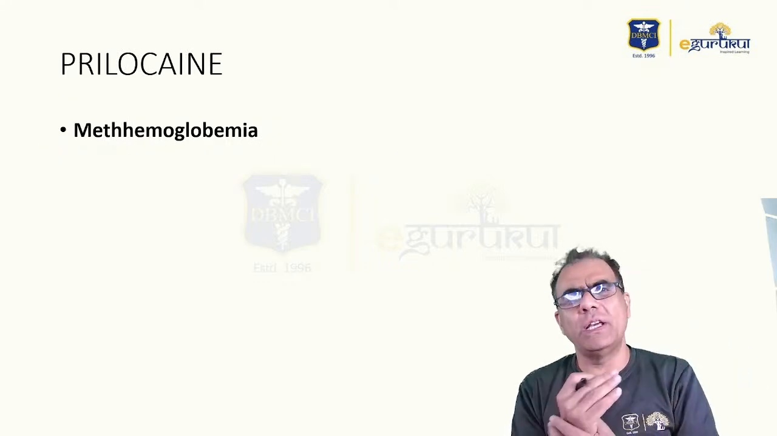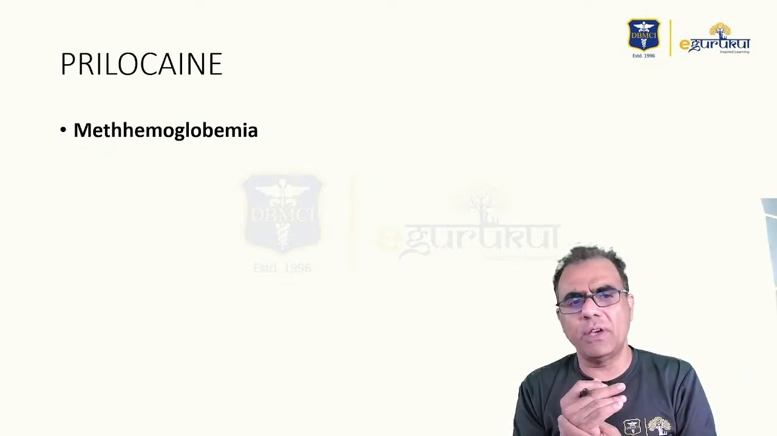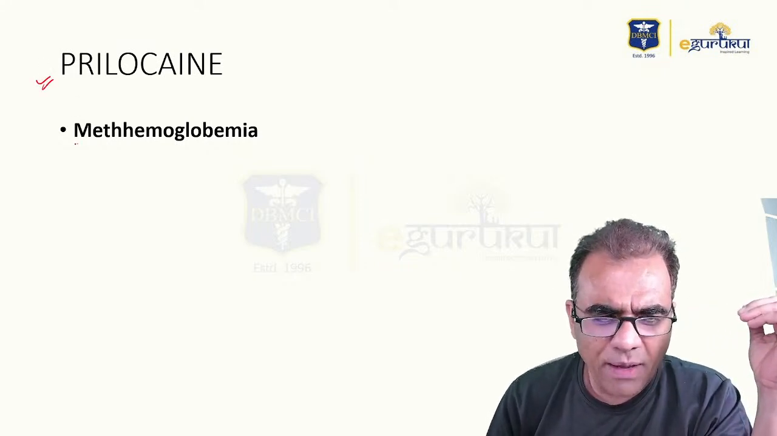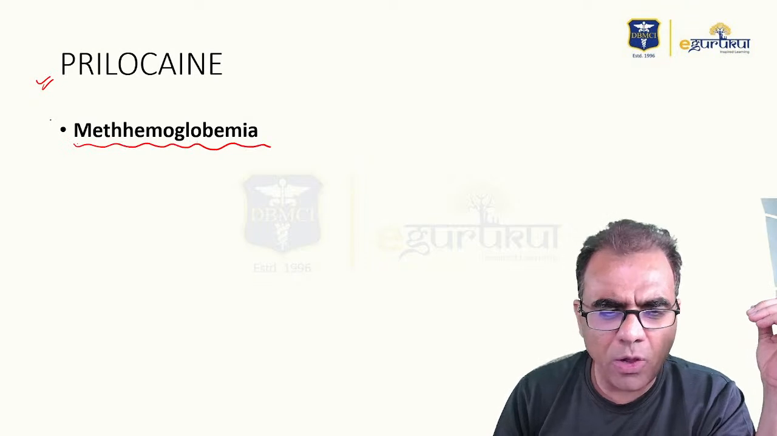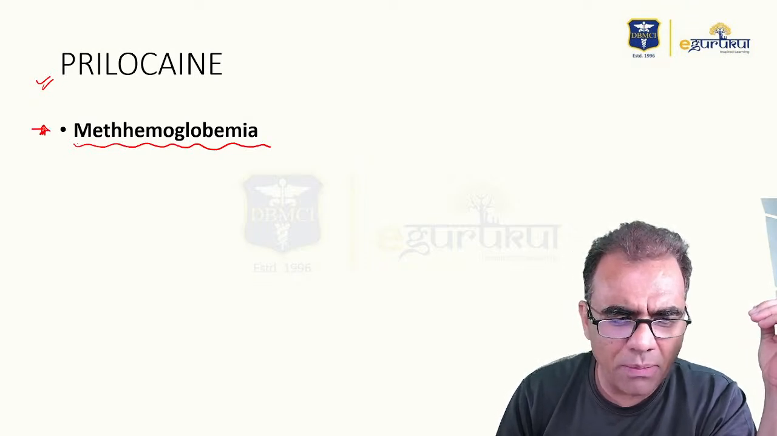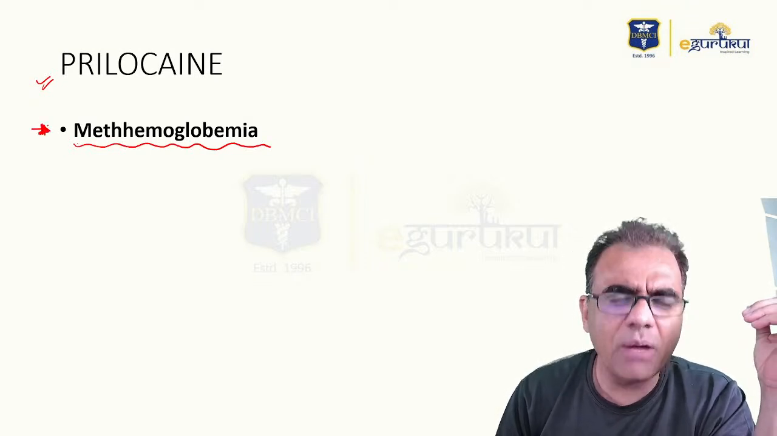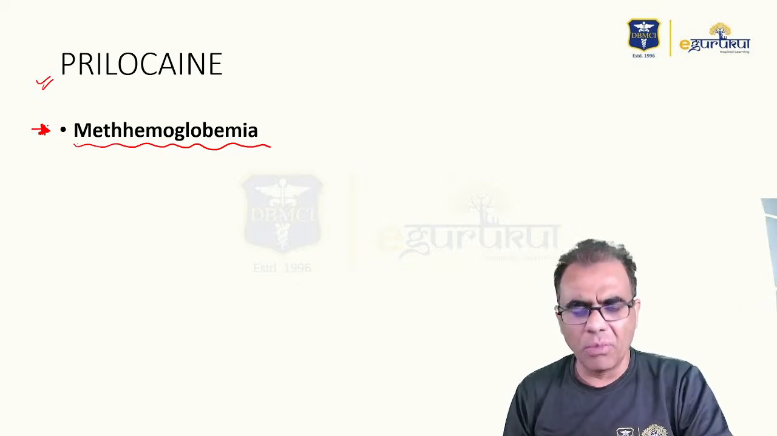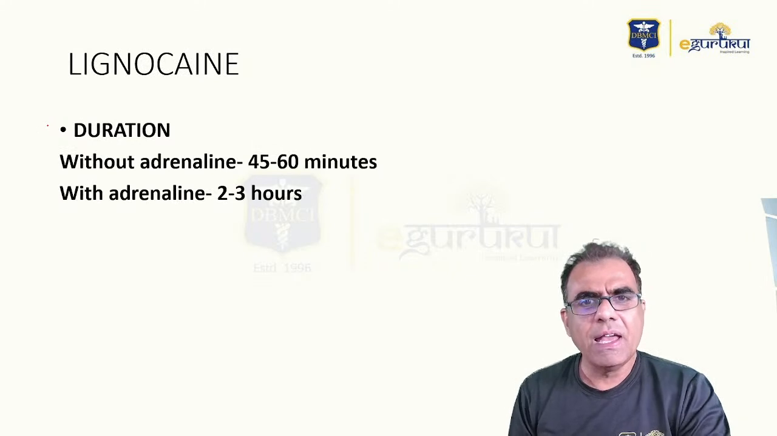Now, coming to individual agents, only important properties we are going to discuss. Prilocaine. The only thing about prilocaine which you can remember is that prilocaine can cause methemoglobinemia. However, this methemoglobinemia is only seen at very high doses, not at normally used clinical doses.